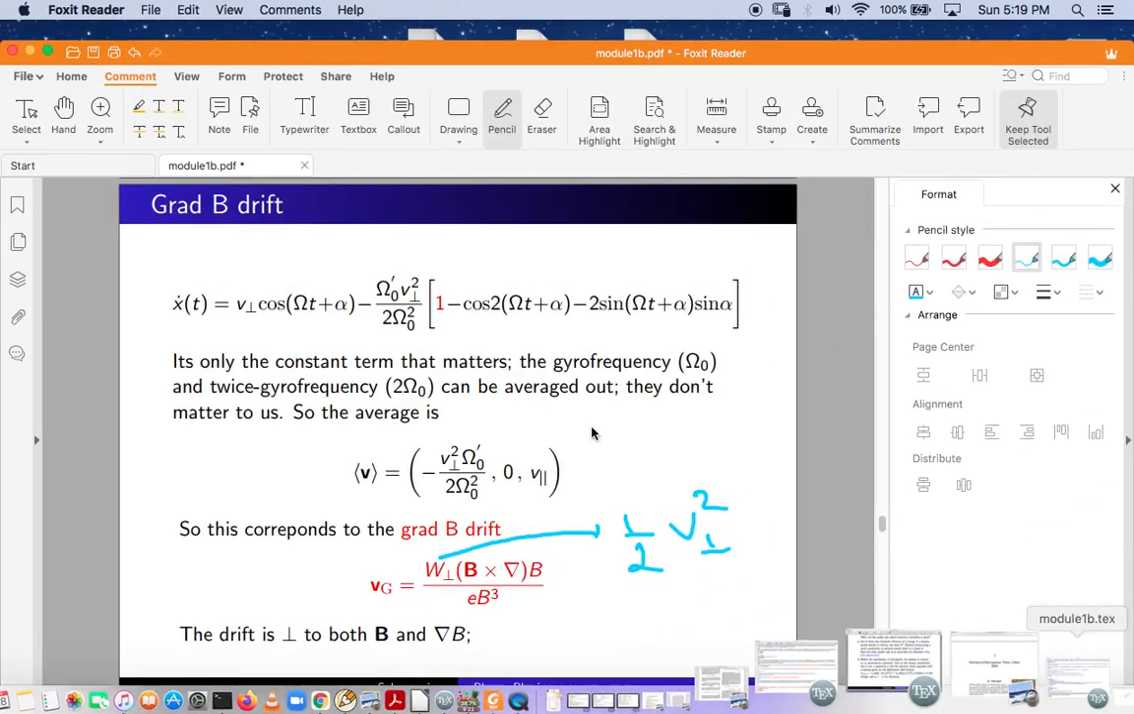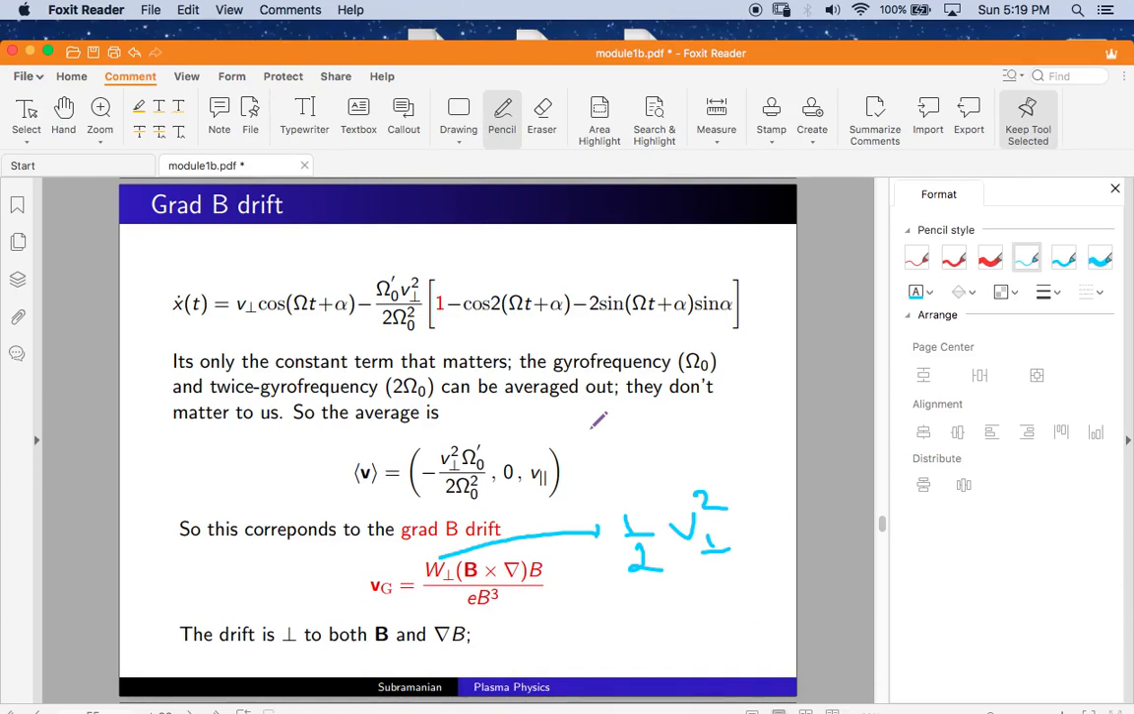Okay, so we were just talking about the grad B drift, right? We showed how we did it a little qualitatively and then somewhat more quantitatively later on. The main thing to keep in mind is that the grad B drift is perpendicular to both B and the gradient of B, right? It depends upon the kinetic energy of the particle. There's a B cubed in the bottom, although there are B's here, remember.